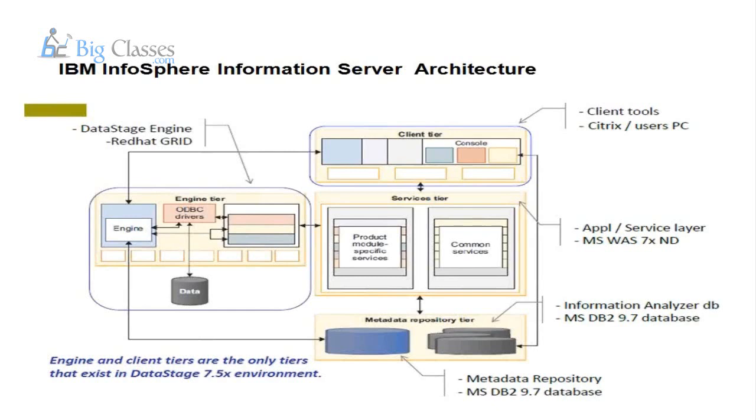We'll have a client tier, services tier, metadata repository tier and engine tier. There are four different kinds of tiers, and these four tiers are going to be connected to each other. Here, see, this is the architecture for the DataStage information server, right?